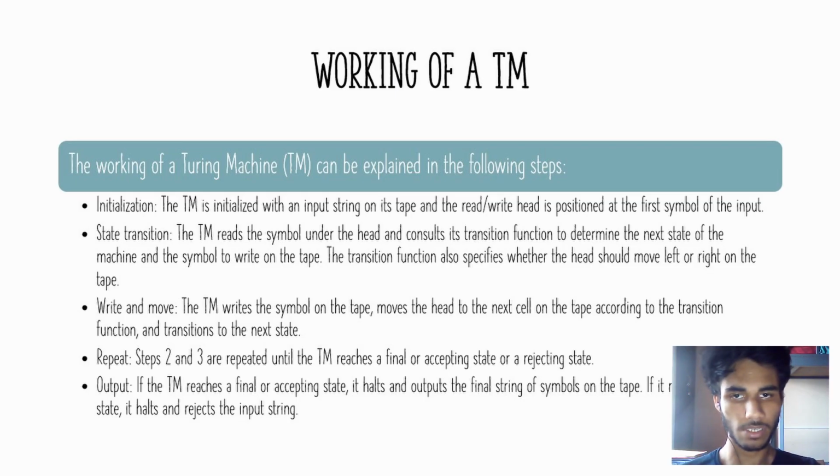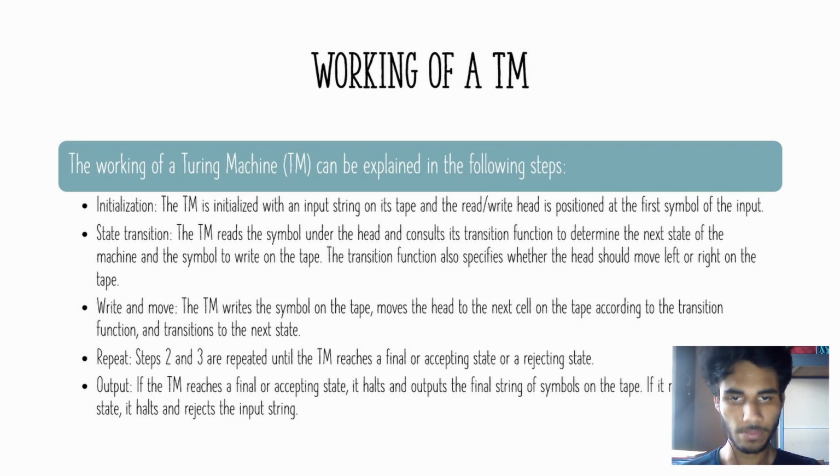Working of a Turing machine. The working of a Turing machine can be explained in the following steps. Initialization. The Turing machine is initialized with an input string on its tape and the read-write head is positioned at the first symbol of the input. State transition. The Turing machine reads the symbol under the head and consults its transition function to determine the next state of the machine and the symbol to write on the tape. The transition function also specifies whether the head should move to the left or to the right of the tape.